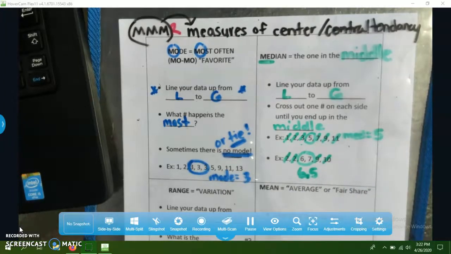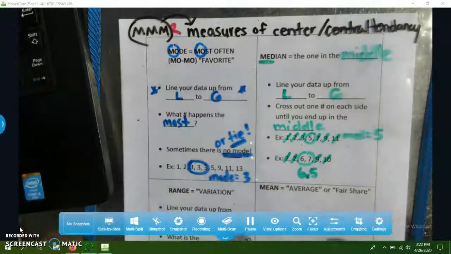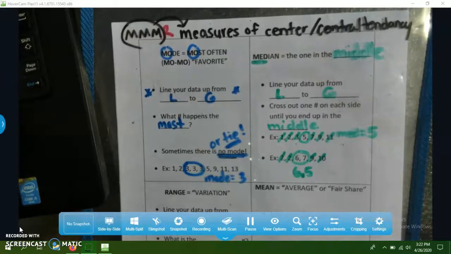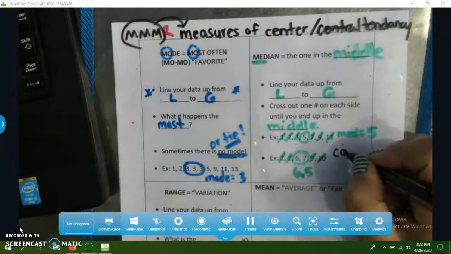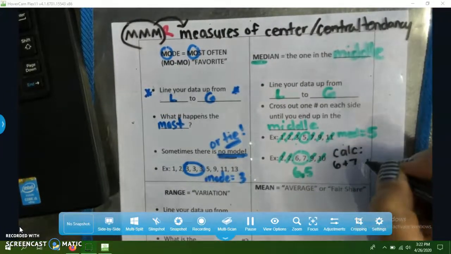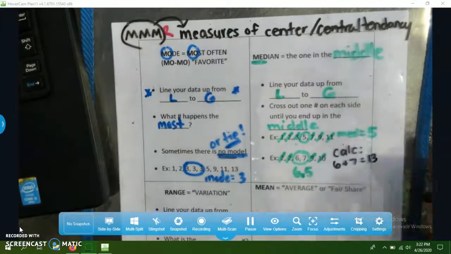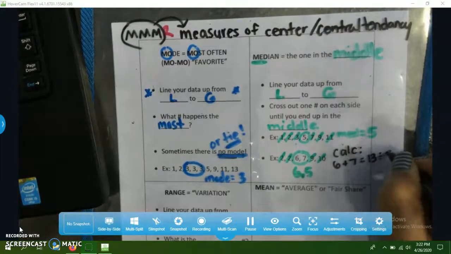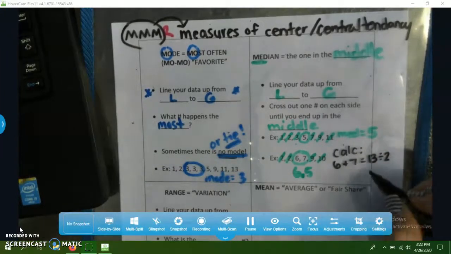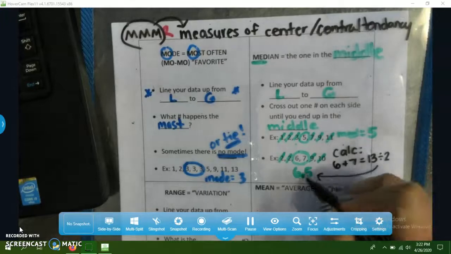Now there is a mathematical way to figure that out. If you're stuck with 2 in the very center, you can always take your calculator and you can add together the two numbers, and then you can divide by 2. So what that would look like is, in your calculator, you would take 6 plus 7 and get 13, and then you would want to divide by 2, so that we're finding exactly what is in the center of those numbers, and that would also give you 6.5.